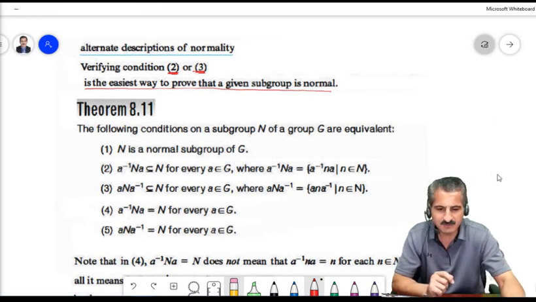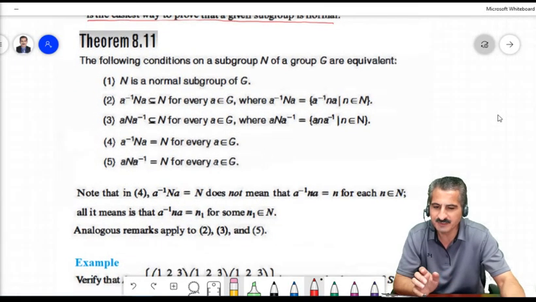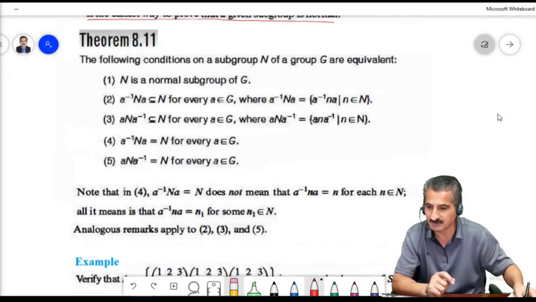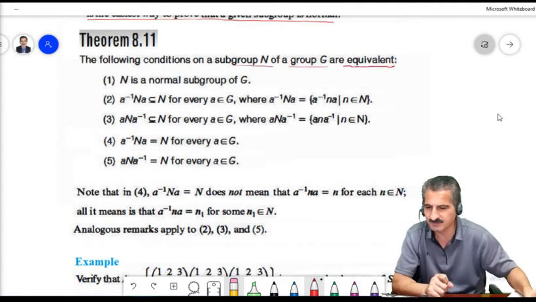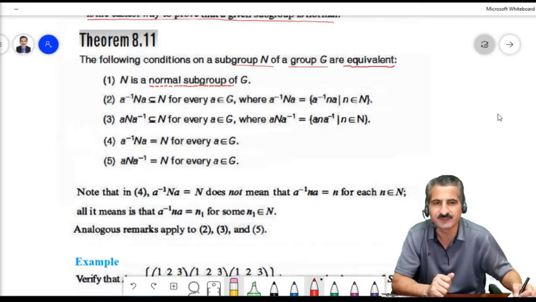Now this theorem says the following are equivalent. So every condition of these is equivalent for having N to be normal. So the following are equivalent: if N is a subgroup of G, then N is a normal subgroup of G is equivalent to any of these 4 conditions, 2, 3, 4, and 5. Okay?